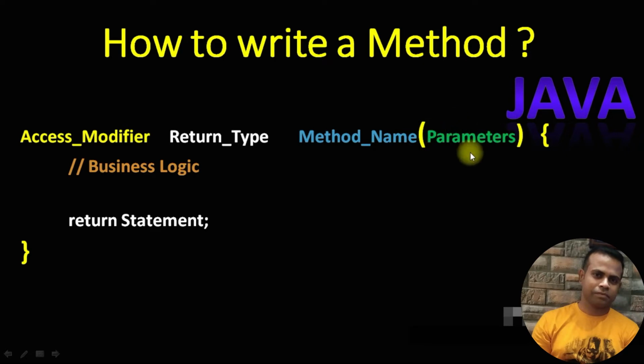Now under this bracket there are parameters. So what is this parameter? You can create multiple parameters or a single parameter, or you can also create a method without a parameter.